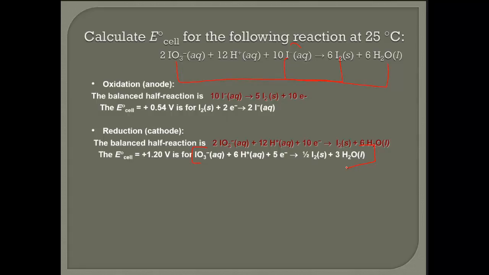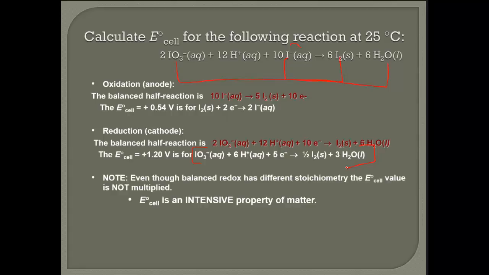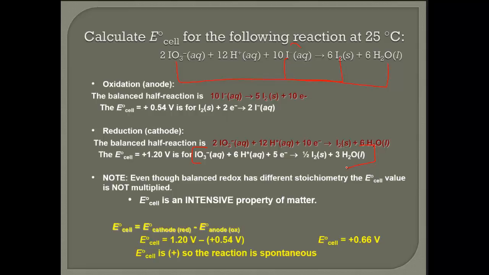Even though the balanced redox has a different stoichiometry than the E cell, it is not multiplied. E cell is an intensive property of matter. Alright, so the cathode minus the anode. So the cathode, which is right here, 1.20, minus the anode, 0.54, you get positive 0.66. So therefore, it is spontaneous. And that's how you do cell potentials.